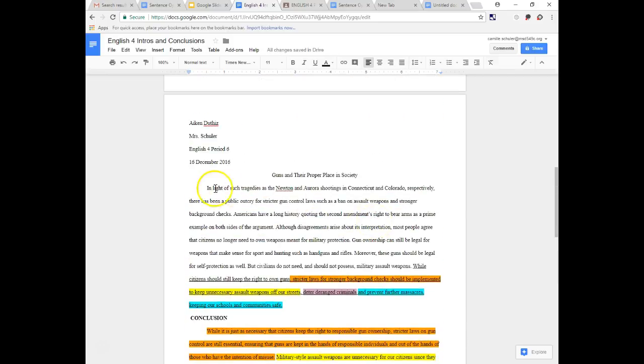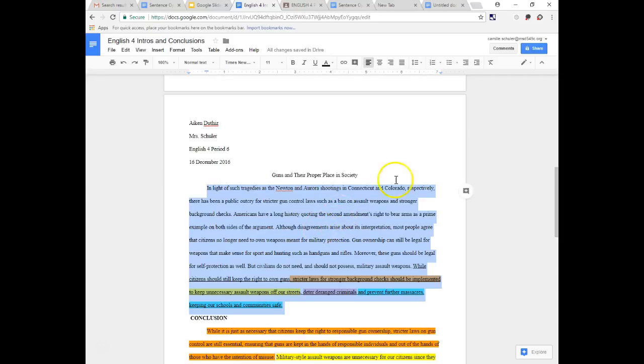Okay, let's look at the introduction. Here's a fact. In light of such tragedies as the Newtown and Aurora shootings in Connecticut and Colorado, respectively, there has been a public outcry for stricter gun control laws, such as a ban on assault weapons and stronger background checks. Okay, so that's the hook. There's the fact. Americans have a long history quoting the Second Amendment's right to bear arms as a prime example on both sides of the argument.